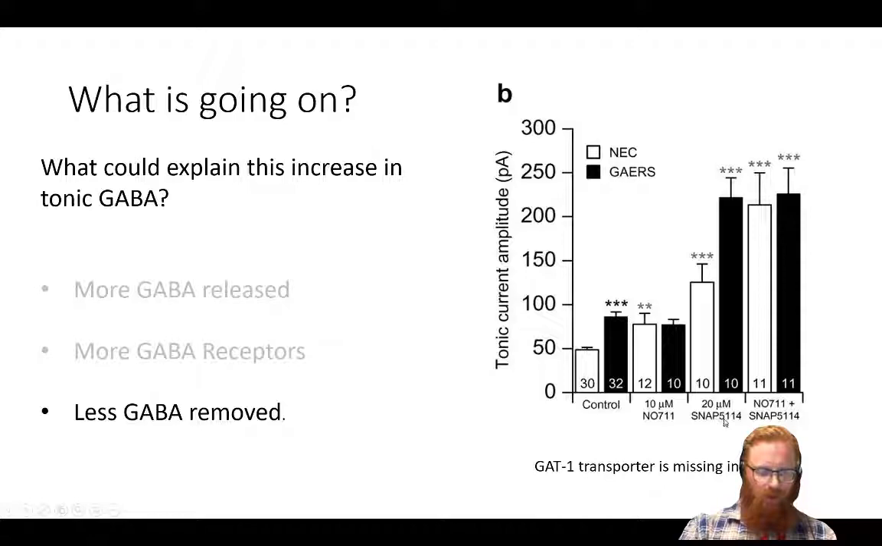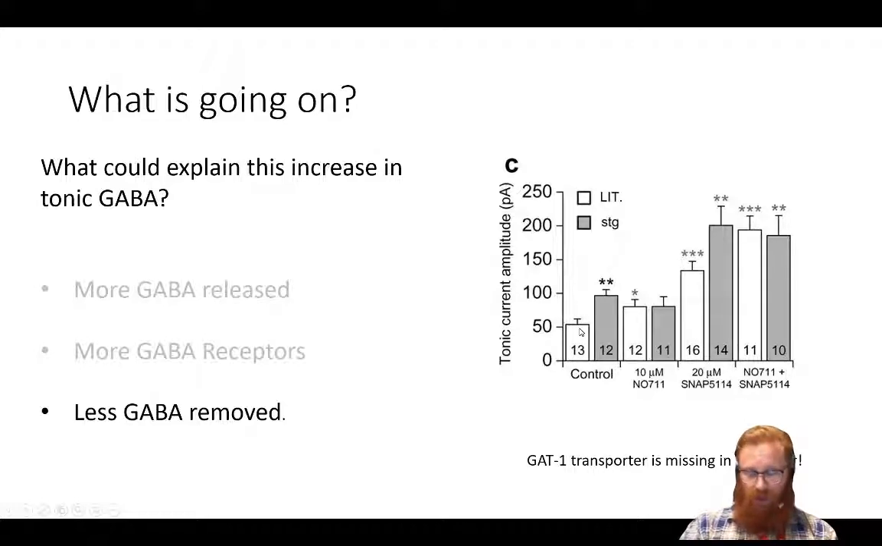Now, when they apply SNAP5114, which blocks GAT3, they get an increase in the tonic current in both the control and epileptic rats, suggesting that GAT3 is just the same in both. And then when they apply NO711 on top of SNAP, again you see a massive increase in the tonic current in the wild type, because there's nothing to get rid of the GABA, but it has no effect on the epileptic rat. So even when there's tons and tons of GABA floating around, blocking GAT1 has no effect, right? So it really seems like GAT1 has disappeared.